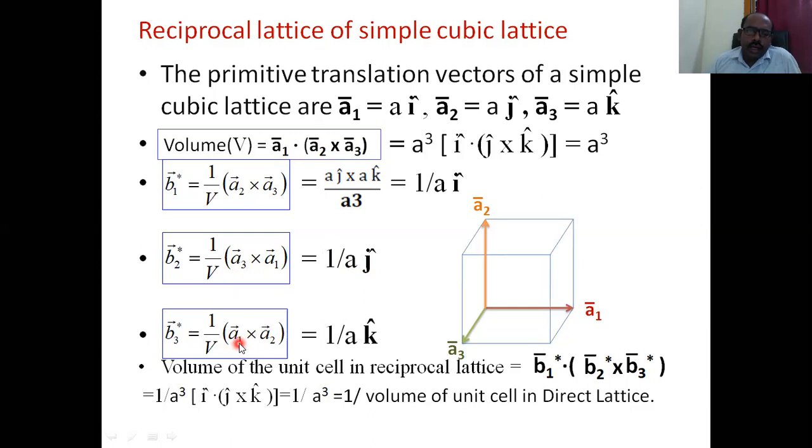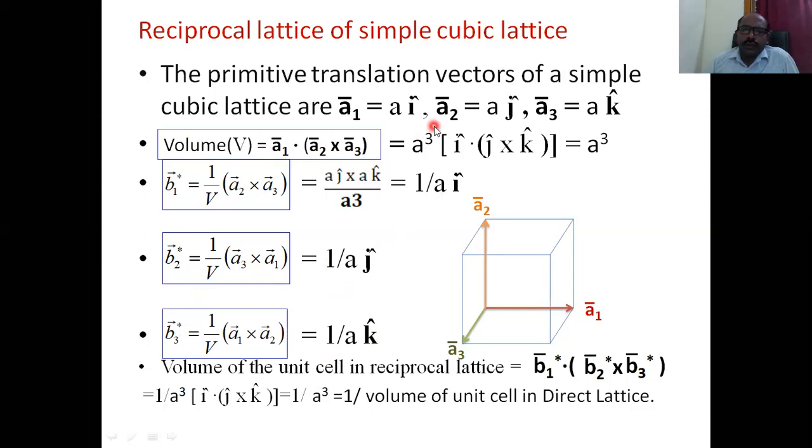So here, since a1 is a into i cap and a2 is a into j cap, therefore we get a square into i cross j, that is equal to k. So a square by a cube into k cap gives us 1 by a into k cap. So in that way we are getting the basis vectors in the reciprocal lattice of the basis vectors of the direct lattice of simple cubic.